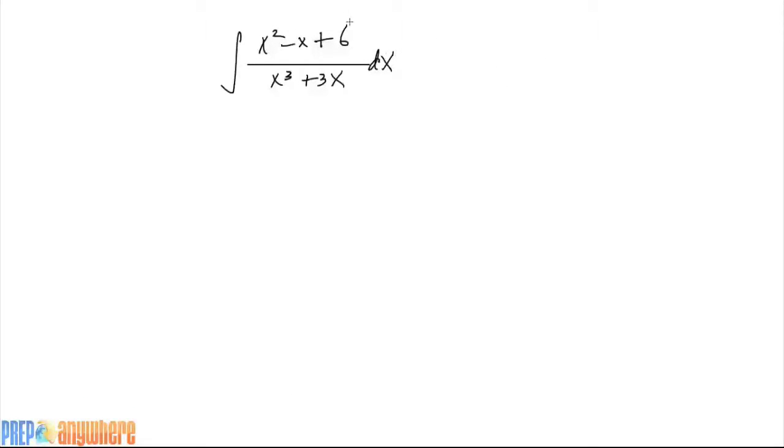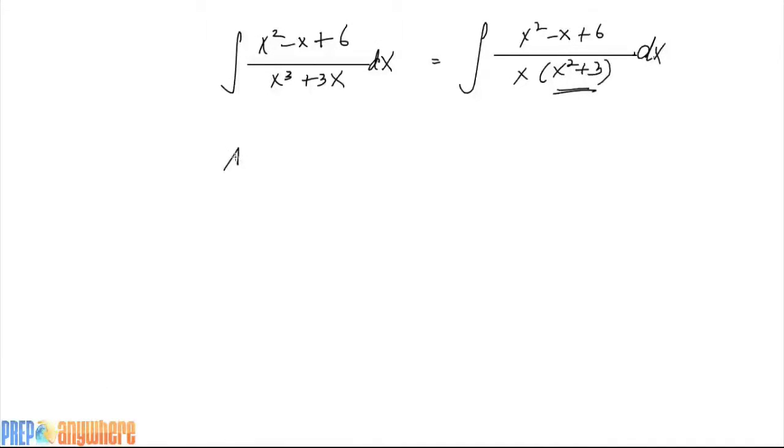Okay, so let's set up the partial fraction. Let's factor the bottom. And we get x times x squared plus 3. So unfortunately, this is not factorable. So the setup will be A over x. That's not factorable, so we need to include the entire thing.